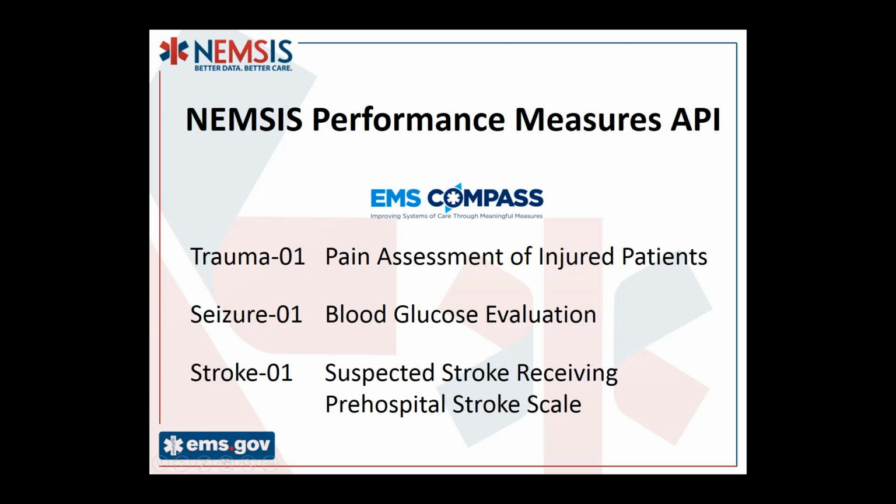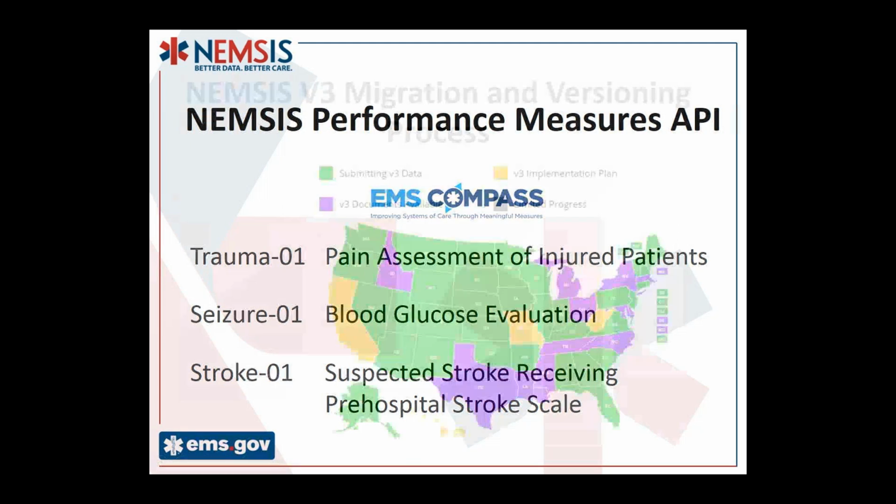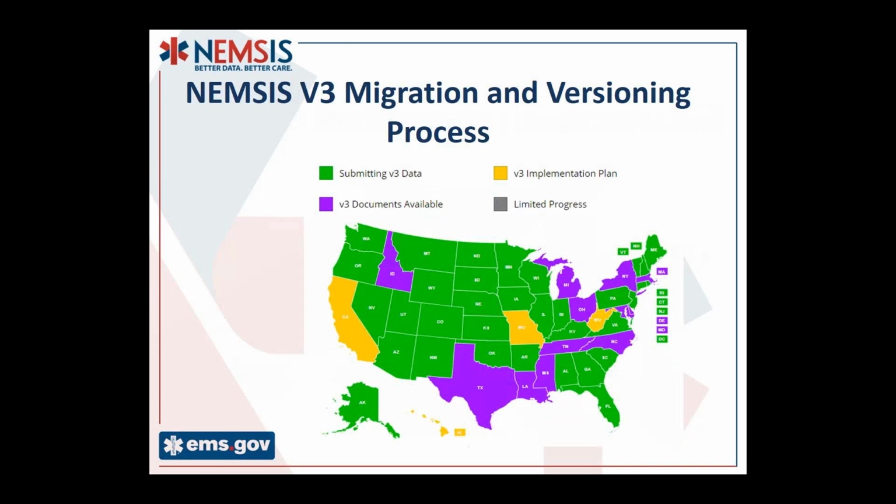Well, of course, we can only provide this data as states move to version 3, and so I just wanted to give you a quick update as to where we are in regards to the states that are currently submitting for version 3. Those that appear here in green are submitting data to the National Registry, and we'll be able to provide back benchmark data. Now, not all agencies within all of these states are submitting, right? We turn a state green as they begin the process.